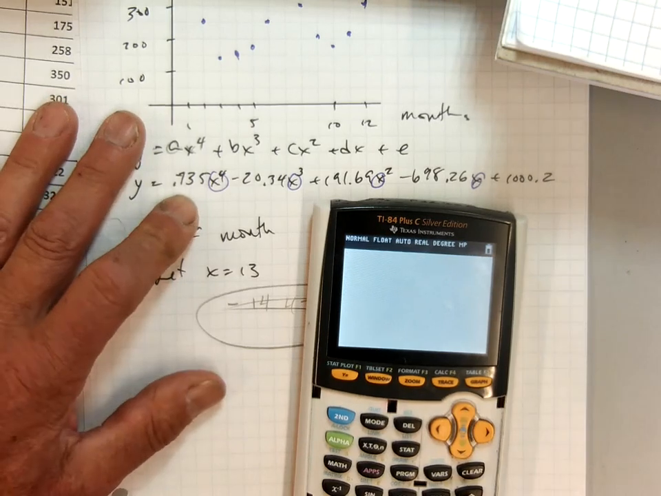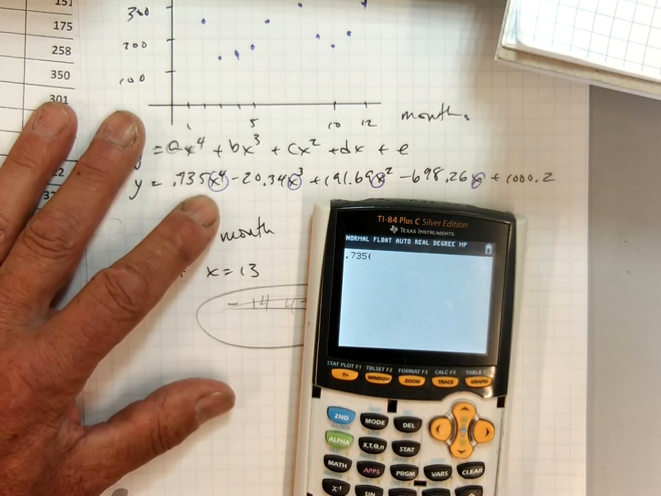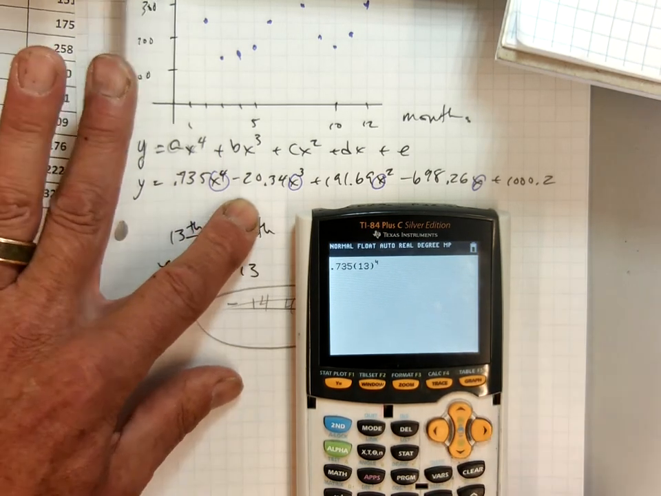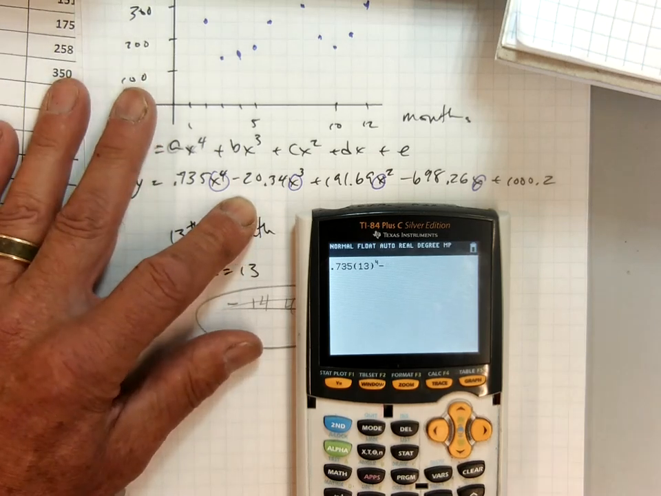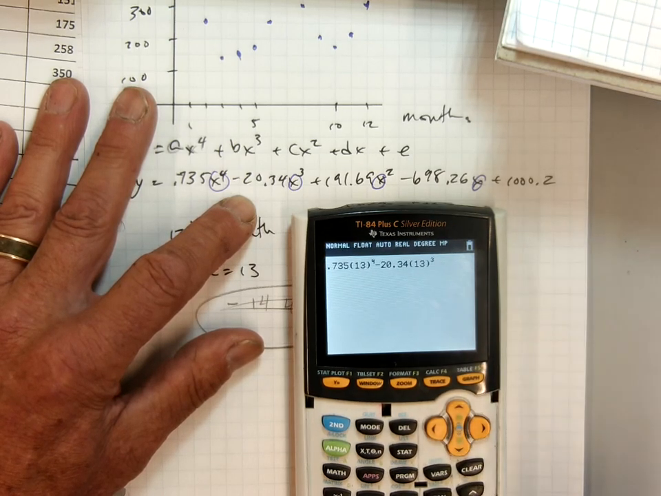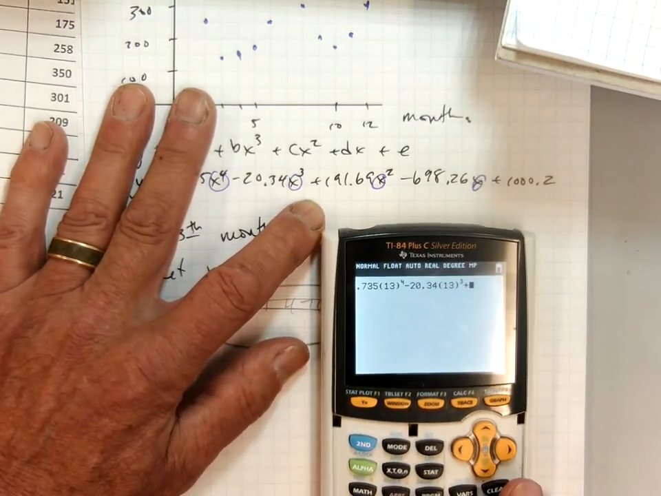Okay, let's try it again. 0.735 to the fourth. Isn't this great? I keep making mistakes. That's how I put it in the calculator. I've got to be careful. When the math is right, I just have to put it in the calculator more concisely and take my time. 13 to the third power. Move the arrow over. Plus, that's what I made. I missed that plus.